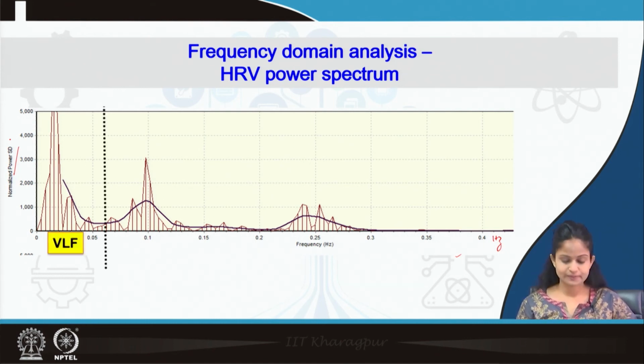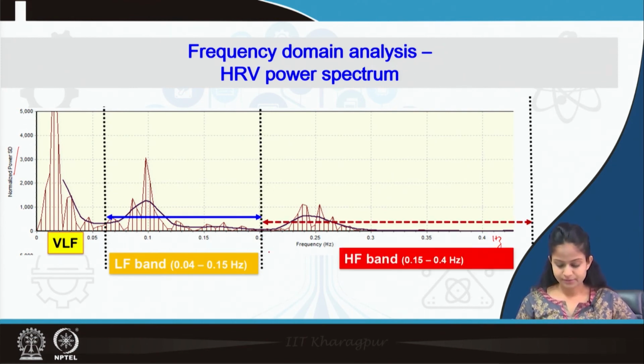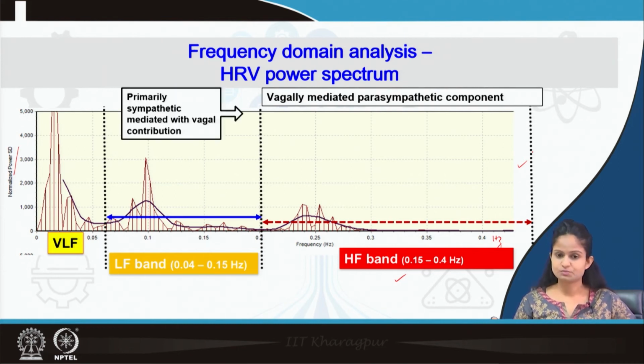So, this is the very low frequency till 0.04 hertz, and then we have the low frequency band from 0.04 to 0.15 hertz, and then we have the high frequency band, that is from 0.15 to 0.4 hertz range. This is the high frequency. High frequency is mainly because of the parasympathetic component, low frequency is mainly because of both sympathetic as well as vagal component, mostly by the parasympathetic dominance.